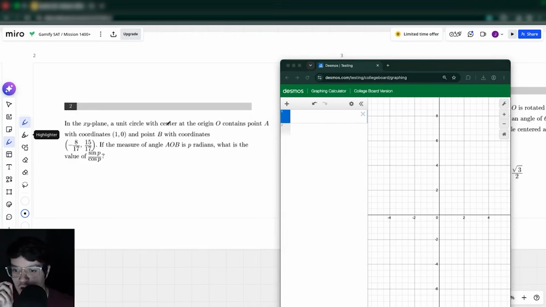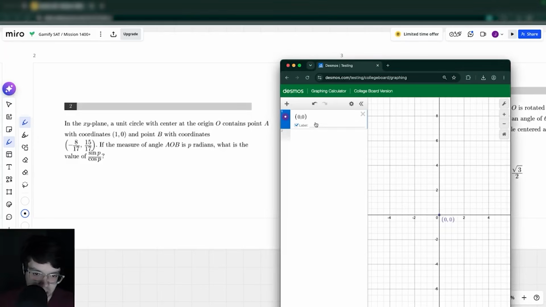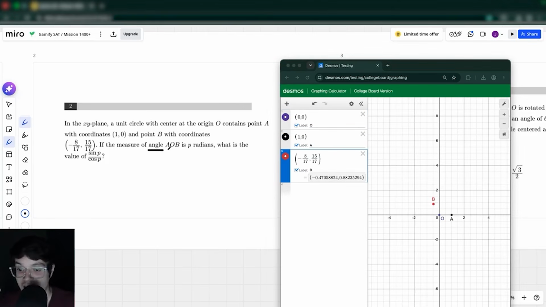Okay, this one here, we have a unit circle with the center at origin O again, so I can just write here 0, 0, label O. And then we have point A with 1, 0, and the point B with these coordinates over here. We're trying to find the measure of angle AOB. They say that it is P radians. What is the value of this?